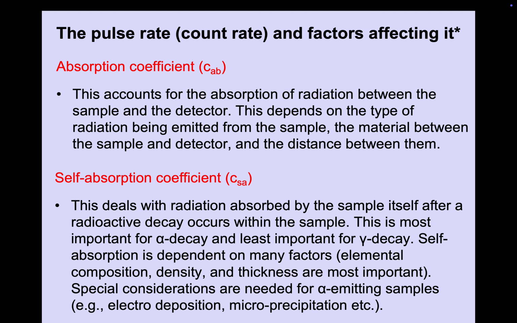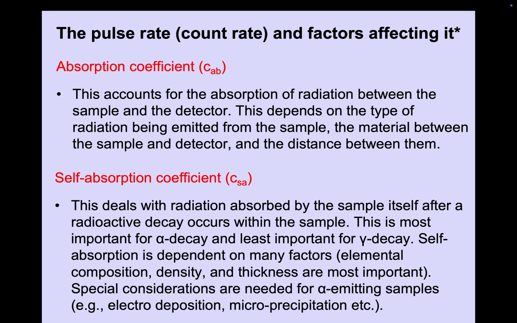The next thing that we need to take account for with regards to pulse rate and its correction is the absorption coefficient, which is C subscript AB. This accounts for the absorption of radiation between the sample that is emitting the radiation and the detector. And this depends upon the type of radiation that's being emitted from the sample and the material that fills the void between the sample and detector, and then also the distance between the sample and the detector.